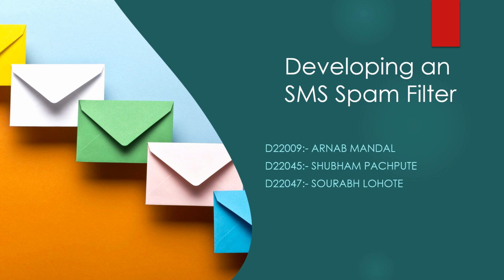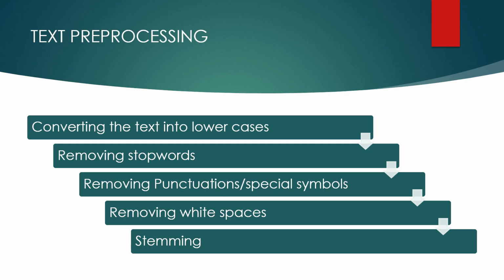For this, we are going to take a data set and do text pre-processing. The goal of text pre-processing is to clean, normalize and transform the raw text data into a format that can be easily analyzed and used to build a machine learning model. Our steps include converting the text into lower case, removing stopwords, removing punctuation and special symbols, removing white spaces, and stemming. By following these pre-processing steps, we ensure that the text data is in a clean, consistent format, which will improve the performance of the machine learning model we are building.